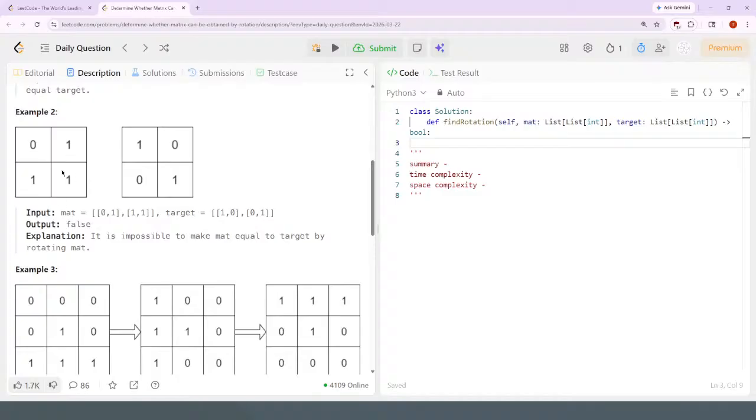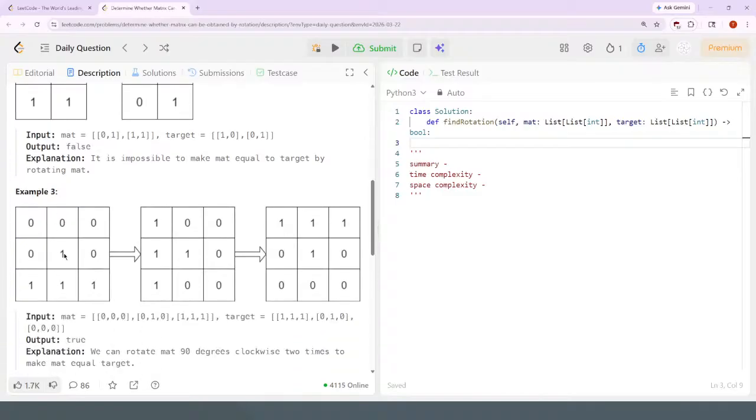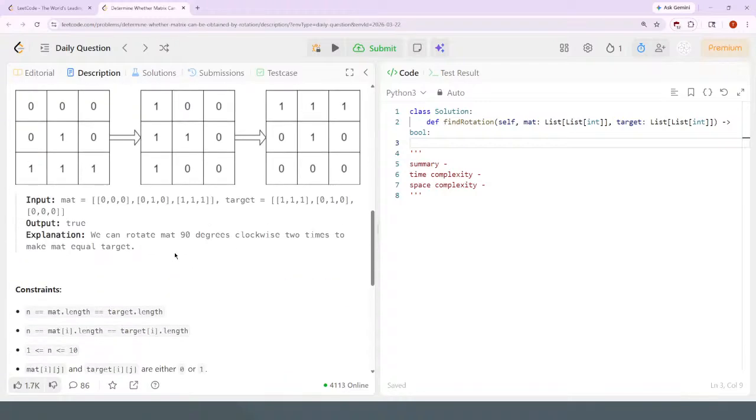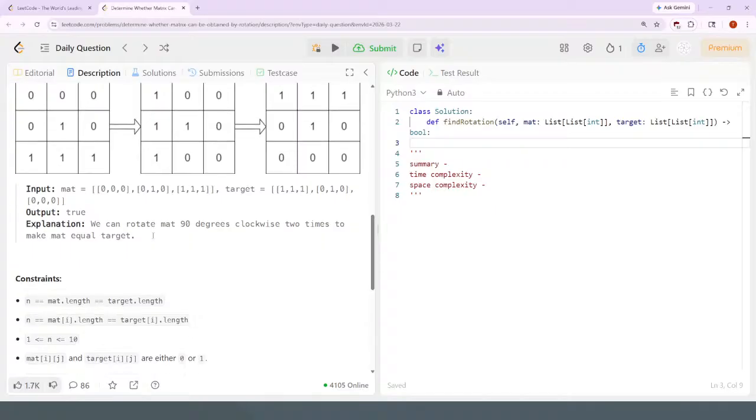Obviously, it needs to have the same number of ones. And here, it is possible. This is the start, and this is the end, and this is the intermediate. Okay, I mean, there's only 3 kinds of variations based on rotate 90, 180, and 270.